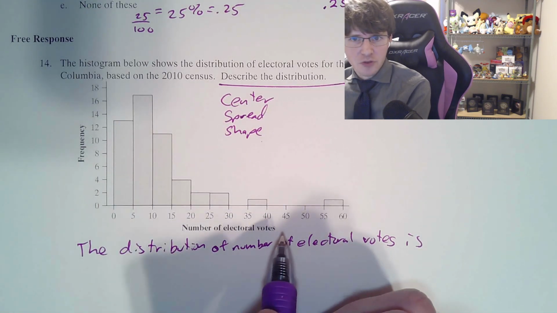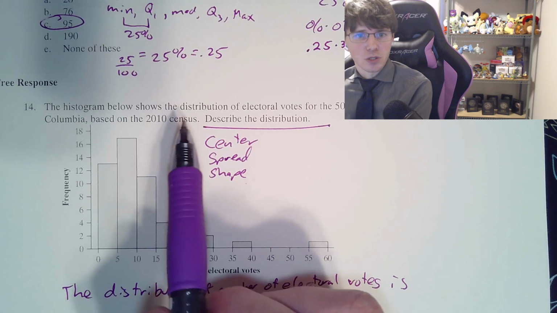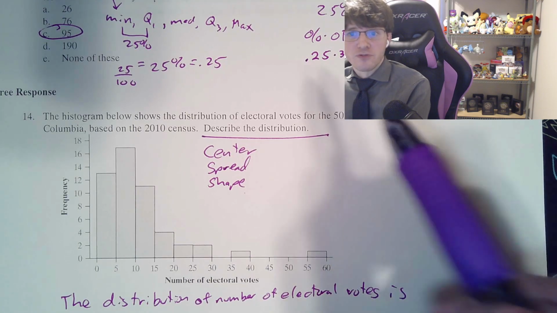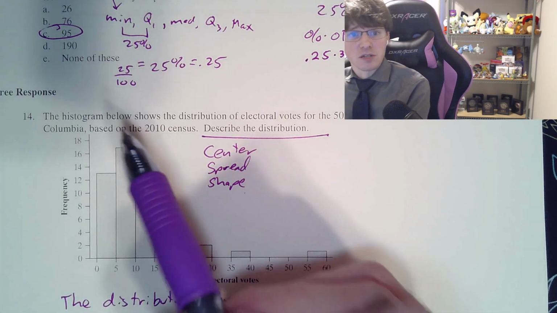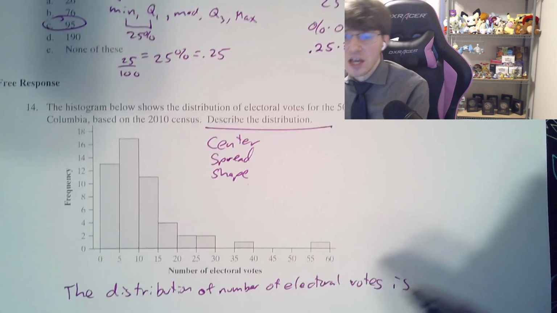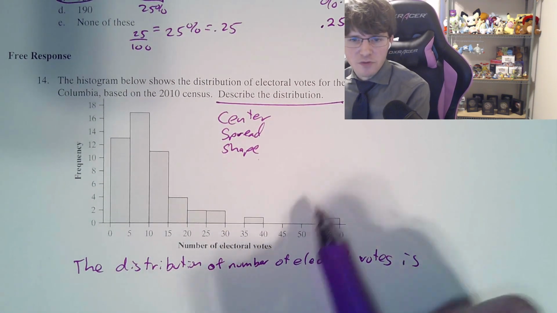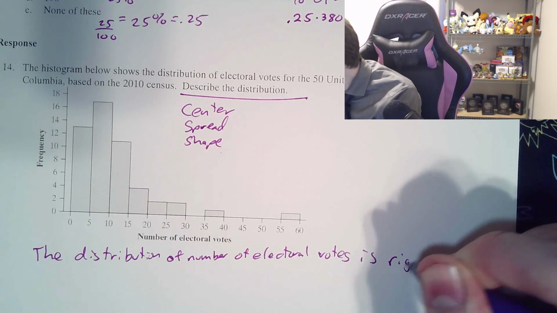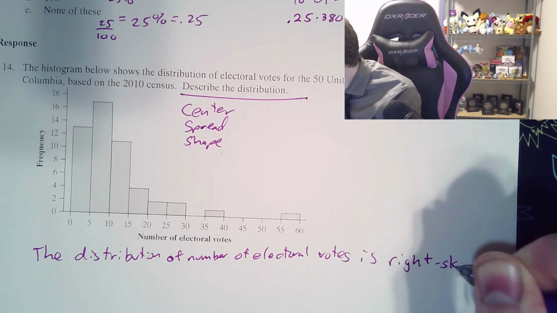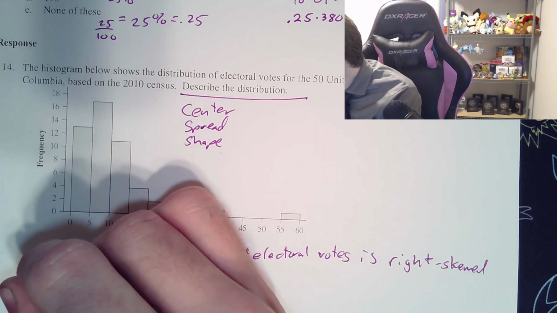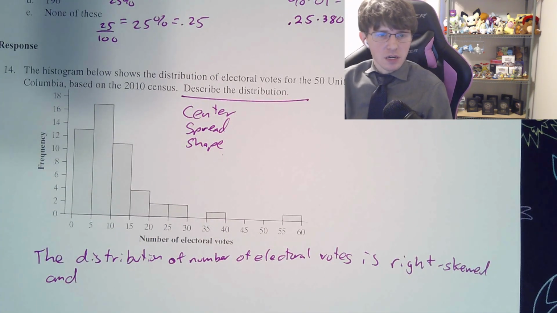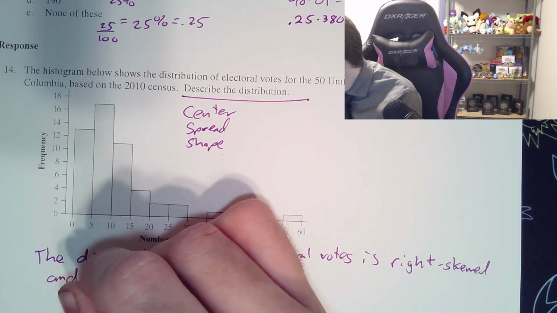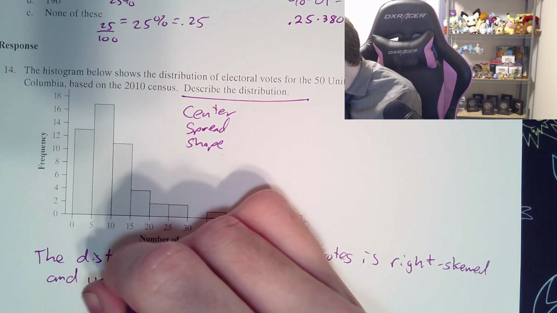So you're looking directly at the graph. Please note, you could have also looked at the sentence, shows the distribution of electoral votes, and you could have added some more bonus stuff. The distribution of number of electoral votes for the 50 United States and the District of Columbia based on the 2010 census is, and going on from there, but this is enough. The distribution of the electoral votes is, and we just said right skewed, and you also should mention the idea of how many peaks it has. This has one peak at the top, so we call that unimodal. It's right skewed and unimodal.